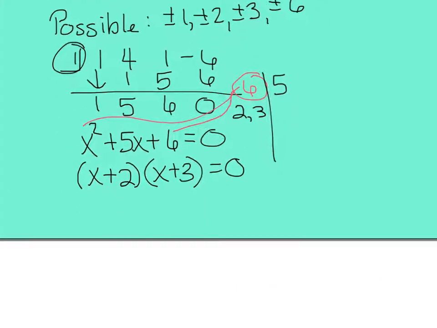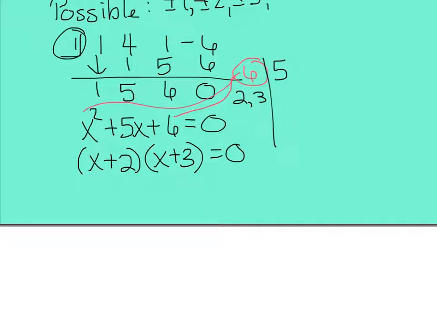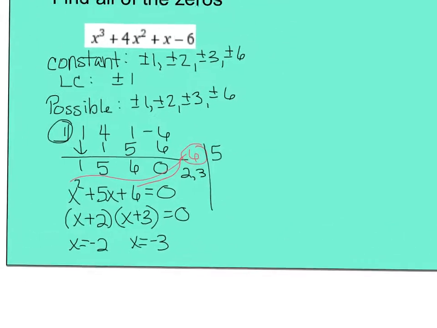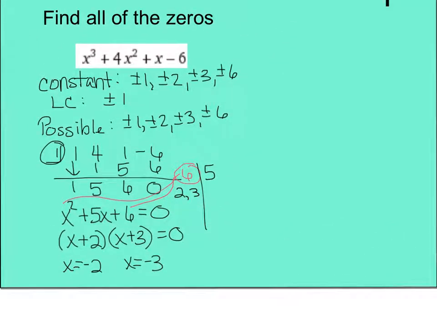Hopefully you're recognizing shortcuts, that if it's x plus 2, the 0 is x equals negative 2, because you would do the opposite to solve. And if it's x plus 3, x would equal negative 3. So our 3 zeros, because if it has a degree of 3, there should be 3 zeros. So x equals 1 from your synthetic division, negative 2, and negative 3.